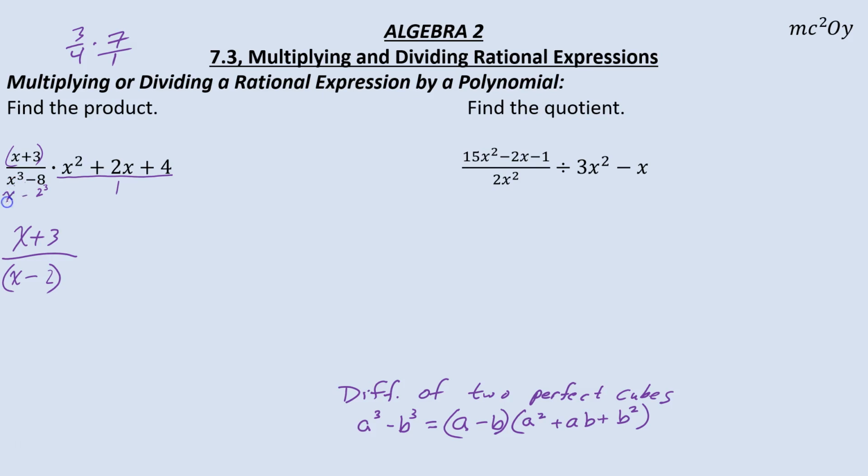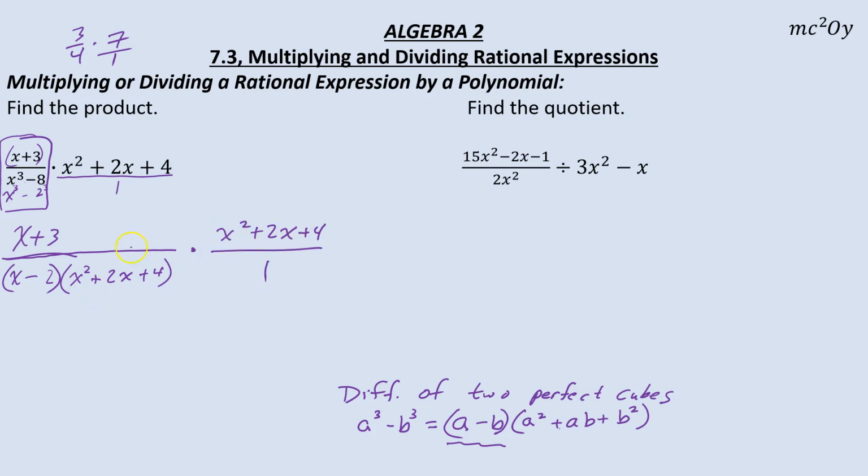So make a note. I don't know how it would be best to explain it for yourself, but think of this as a and that as b. Then I have this piece, and I now need a squared. If a is x, that would be x squared plus ab, so 2 times x, 2x, and then b squared. b is 2, so we get positive 4. That whole first piece became this, times x squared plus 2x plus 4 all over 1.